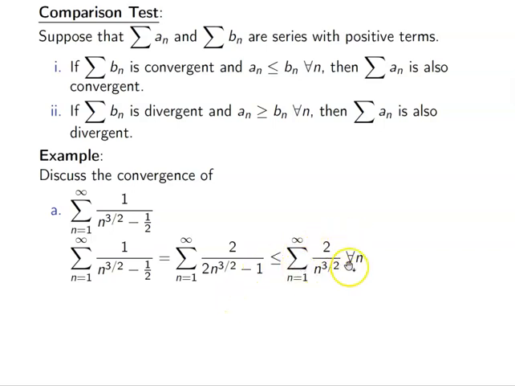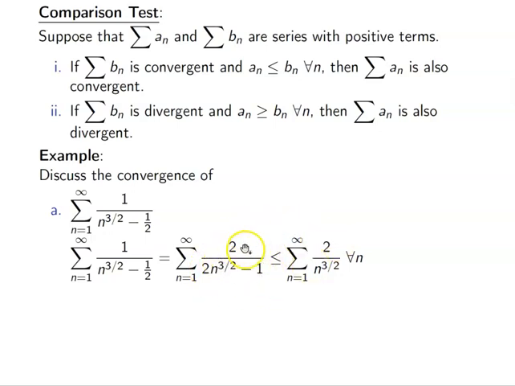So if I compare this to 2 over n to the 3 halves, this now is always smaller than this value, okay? Because I have a larger value in the denominator here than I do here, because I'm always doubling this value and then subtracting one. If we compare the denominators, 2 times something minus 1 is always larger than the thing itself, right? So this is going to be smaller in value because it has larger denominators.